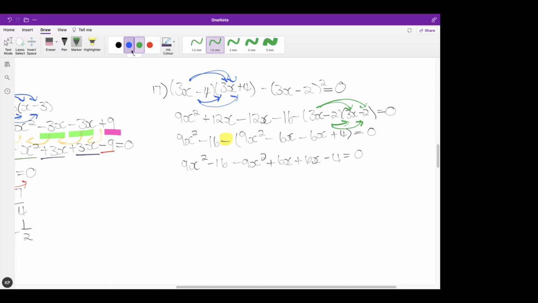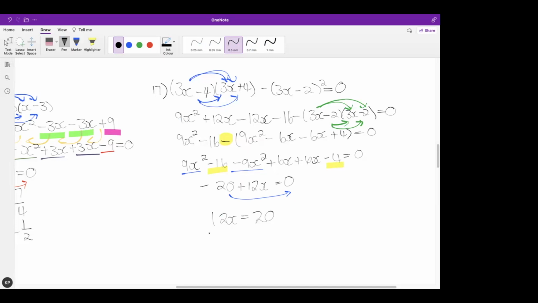Now, like terms, I have a 9x squared minus 9x squared. What happens there? It is 0. They're gone. Then I have a negative 16 minus 4. Negative 16 minus 4 is negative 20. And then 6x plus 6x plus 12x equals 0. We can see there is no factorizing here, so we can move my negative 20 over to the other side. So then I'm left with 12x is equal to positive 20.